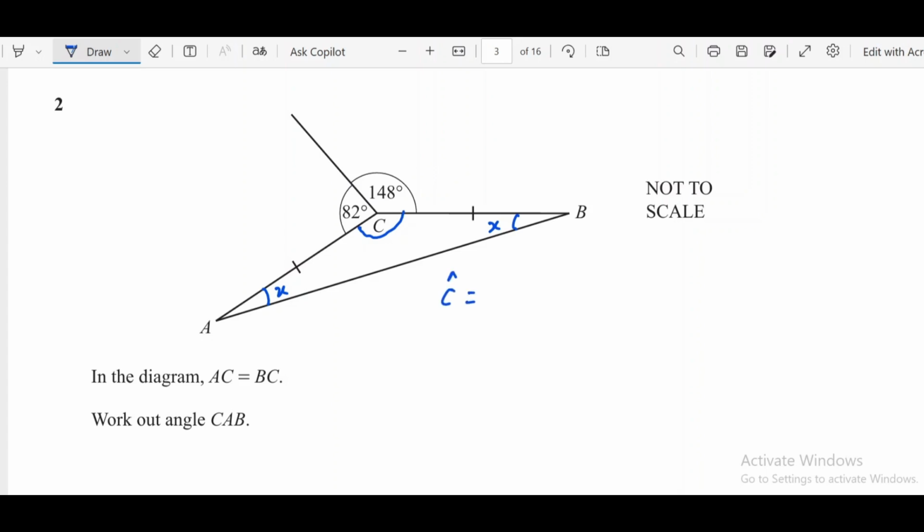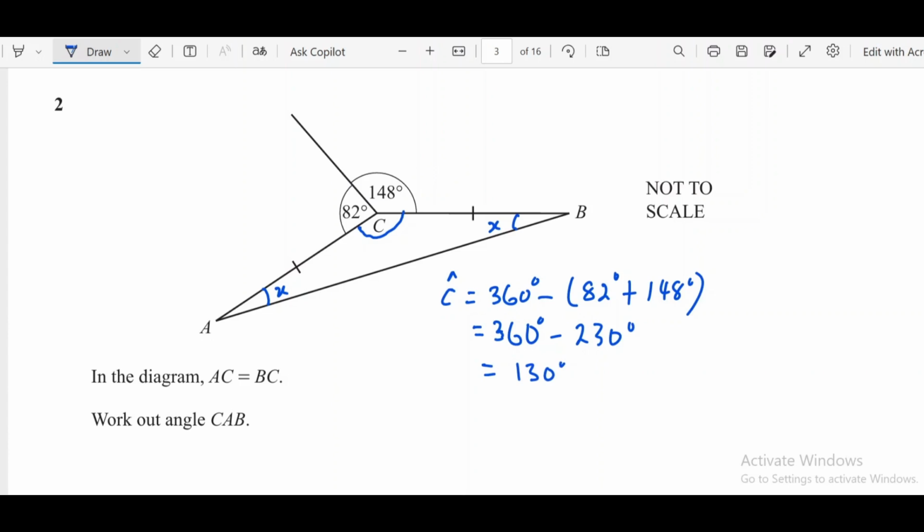Now, angle at a point is 360 degrees. So this entire shape here, if we add 82 degrees plus 148 degrees plus this entire interior angle C is going to give us 360. So to get that C, we pull out the sum of 82 degrees and 148 degrees. So this is going to give us 360 degrees minus this is 230 degrees, and so this is going to give us 130 degrees.